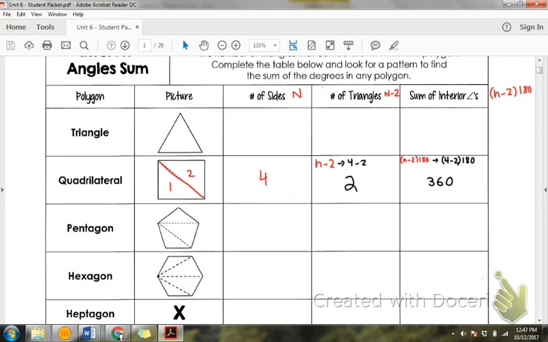The next thing we have is a pentagon. How many sides is a pentagon? 5 sides, right? So that means our n value is 5. How many triangles? If this picture wasn't here, how would you figure that out? You would do 5 minus 2, which is what?